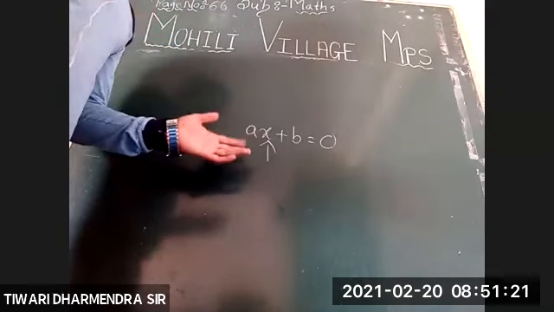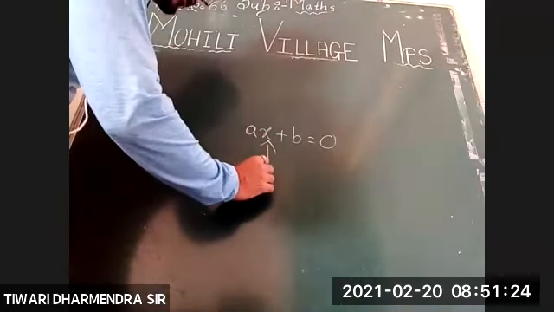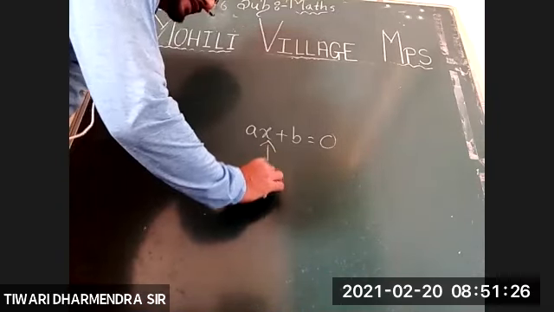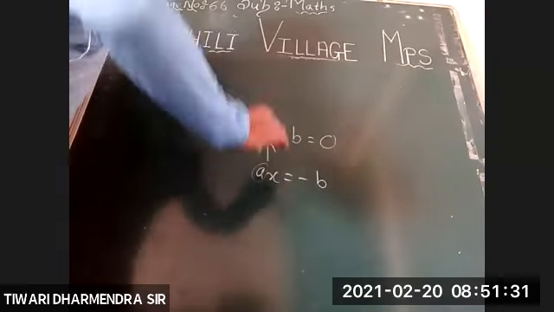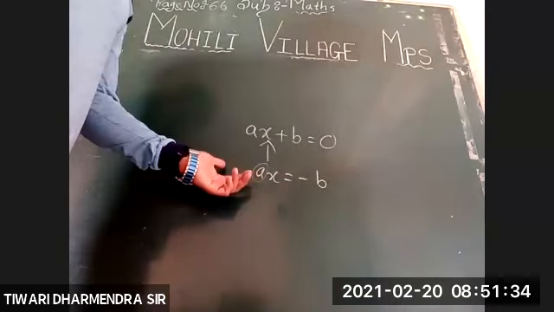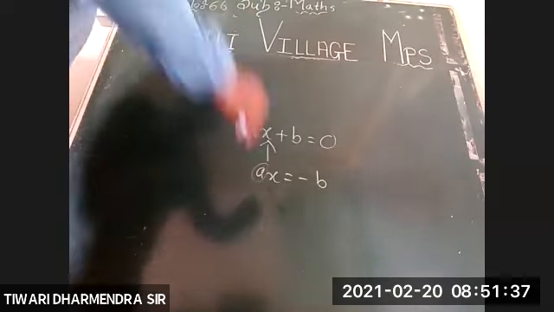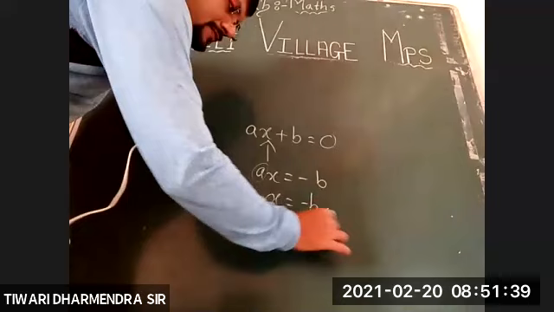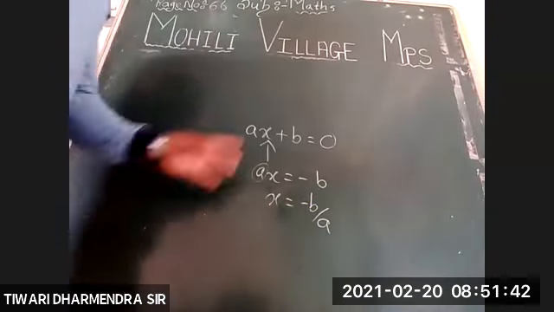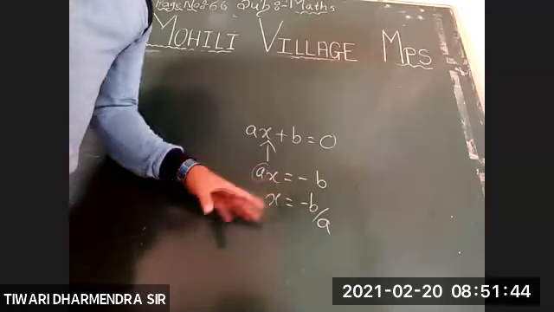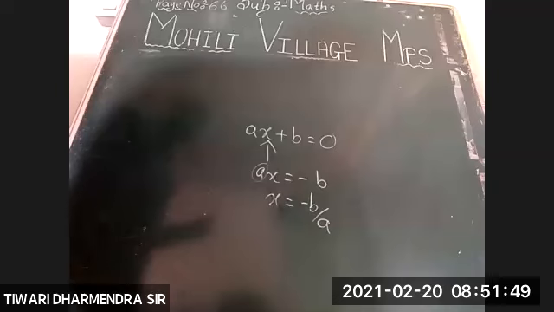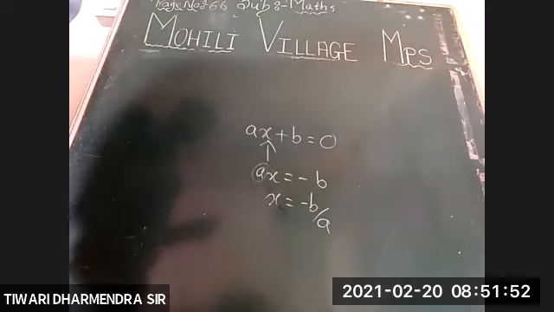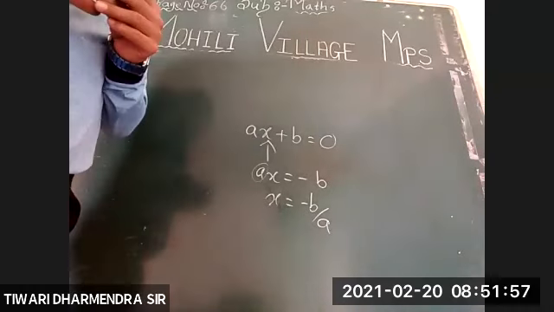So here what we have done in our last lecture, we have found the value of x first, that is ax is equal to minus b, and after that, as we know that the number on the left hand side is in the form of multiplication, after taking it to the right hand side, it will take its division form. Okay, so this is the general form to find the value of one variable if the equation is given. Here a and b are supposed to be constants.